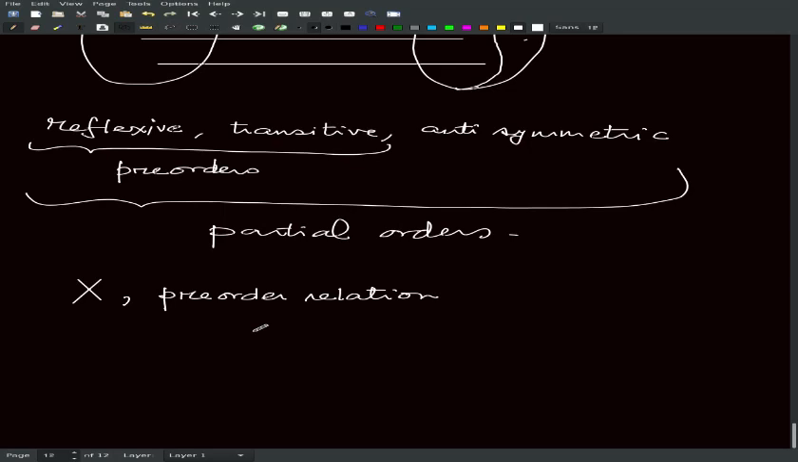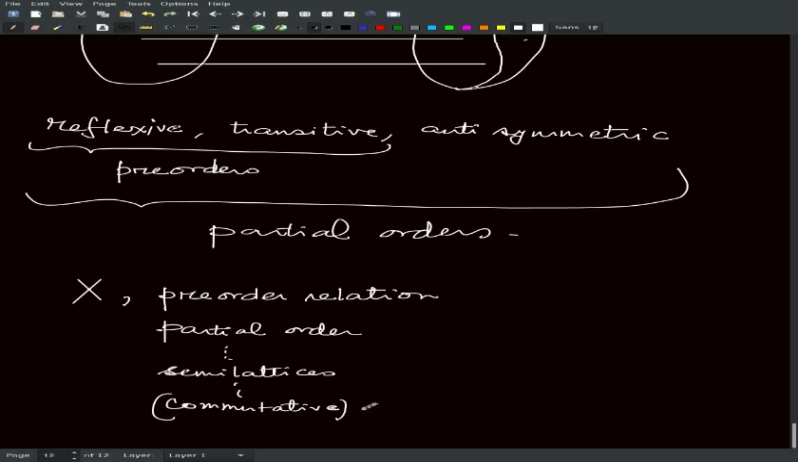So we will take this through pre-order, partial order, then some kind of a completion process will bring us to something called semi-lattices, and that will bring us to something called commutative monoids. And that will bring us to groups.